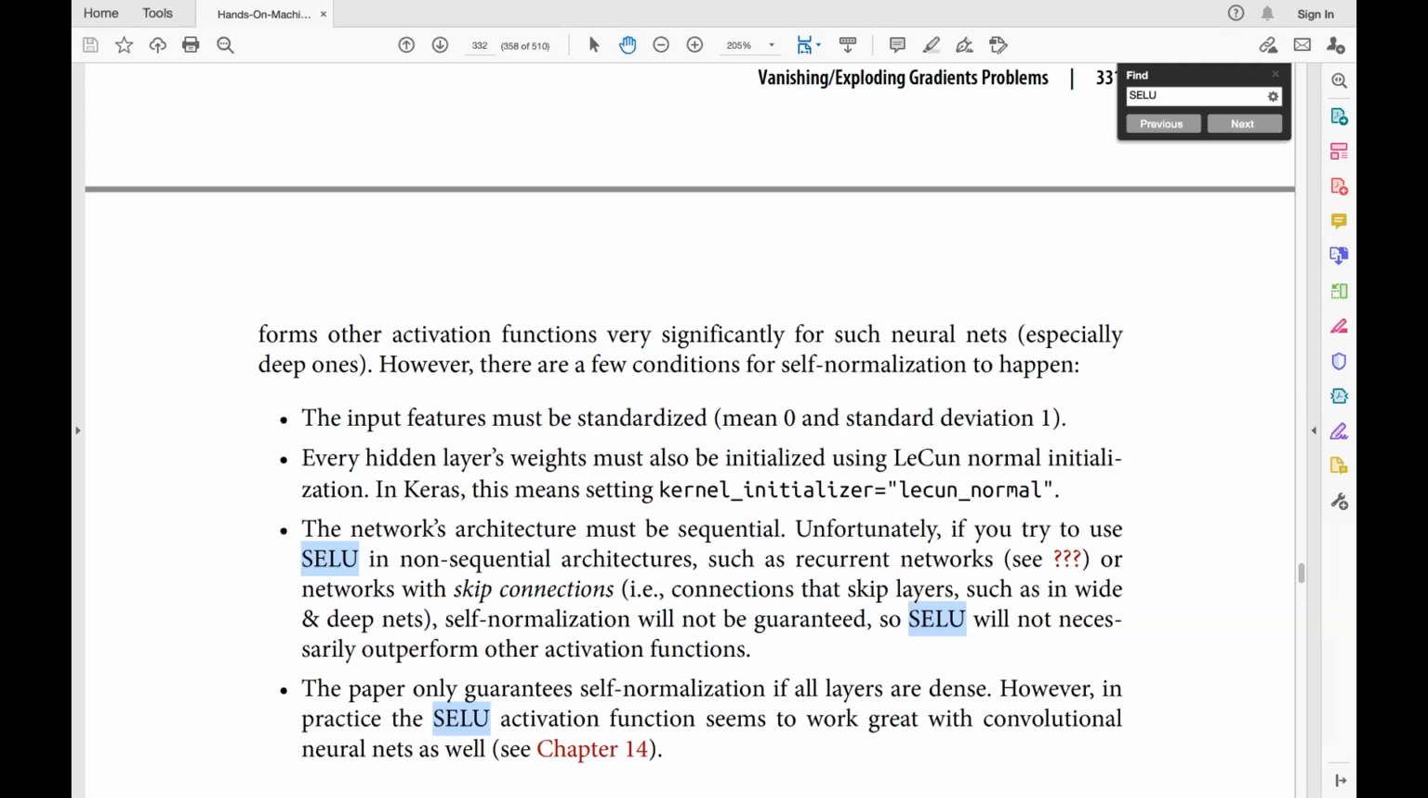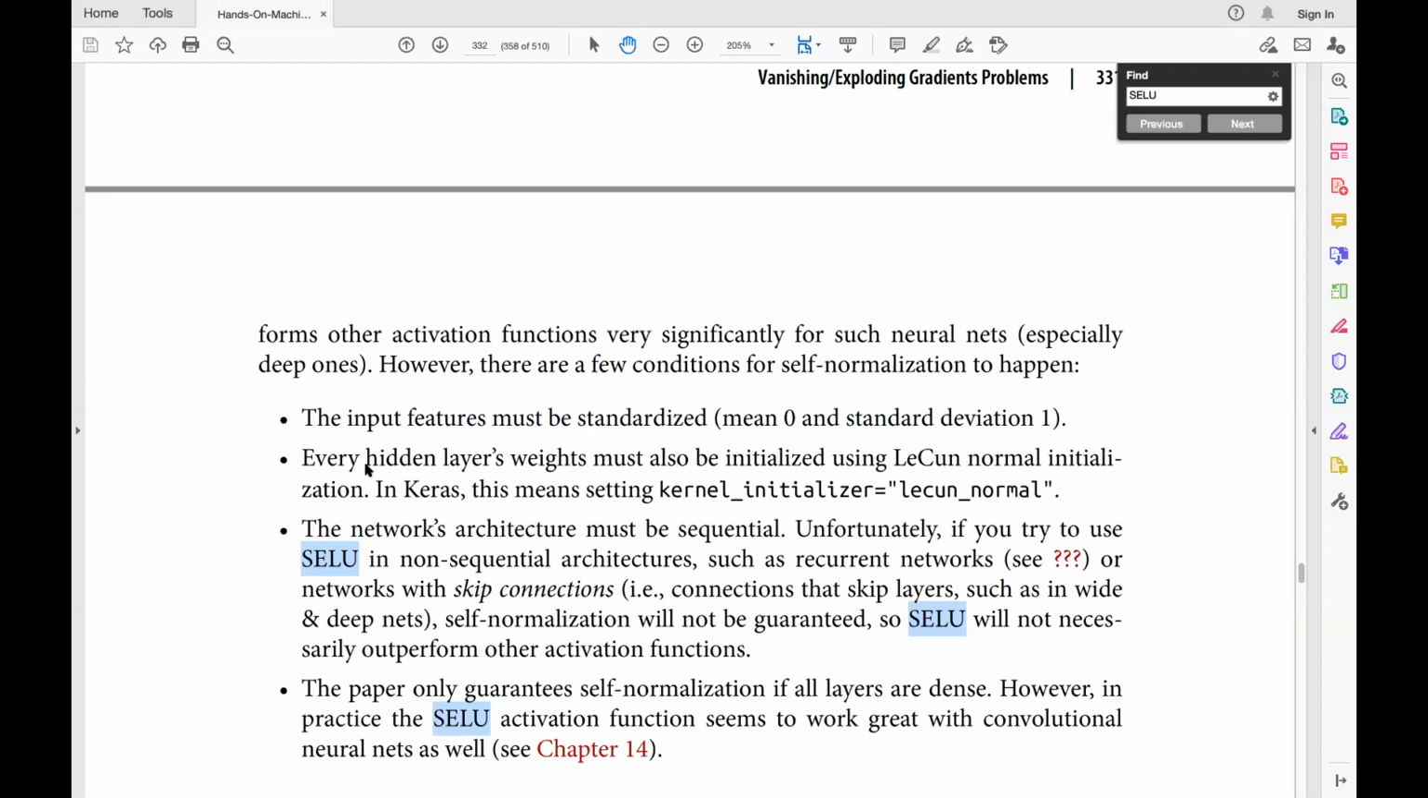It might be because, in one of the bullet points, it says that you have to use a certain initialization. Maybe most people are using a different initialization, which is why. It says that for self-normalization, every hidden layer's weights must be initialized using the LeCun initialization. So it might be why we don't see it more often, because most people are using the He initialization.